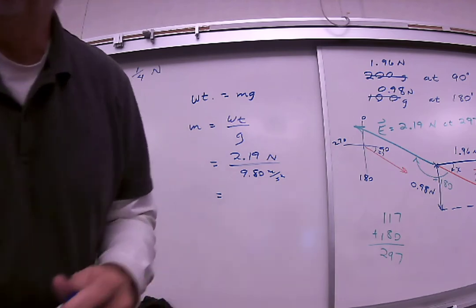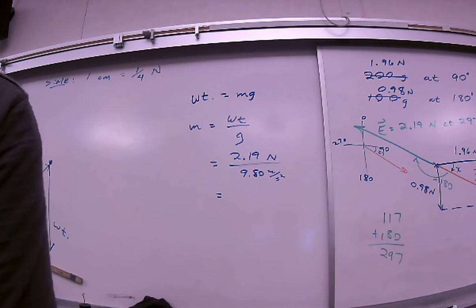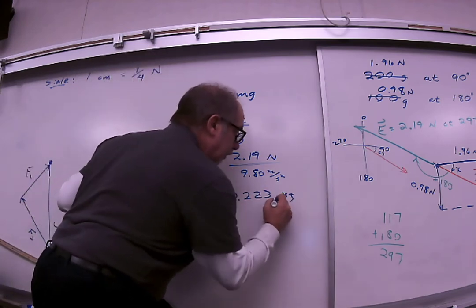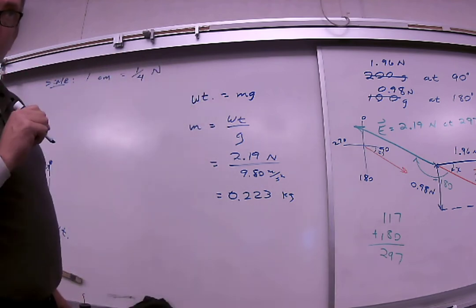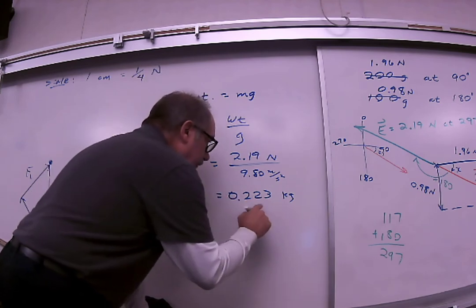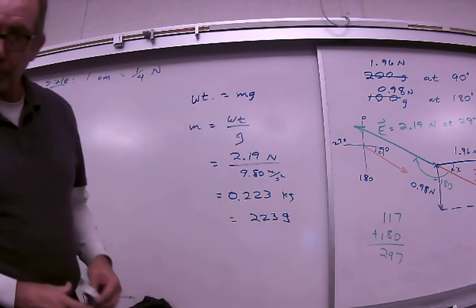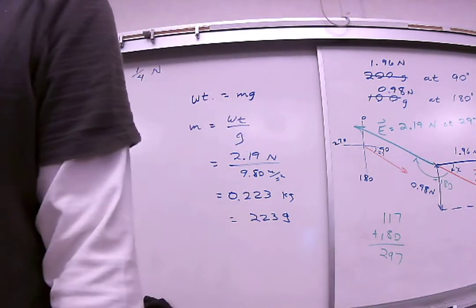Calculators, what's 2.19 divided by 9.8? Give me 3 sig figs. It's going to be 0 point something. 0.223 kilograms. Okay, and if I change that to mass, move it 3 places to the right, this is the same as 223 grams. Okay. All right. So I need 223 grams of mass.